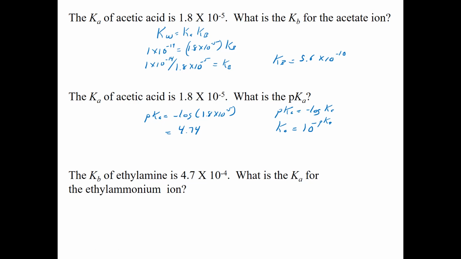And the last one for this is that the Kb of ethylamine is 4.7 times 10 to the minus 4th. What is the Ka of ethyl ammonium? So it becomes a different, you see here, these become ions as the Kb. Okay.